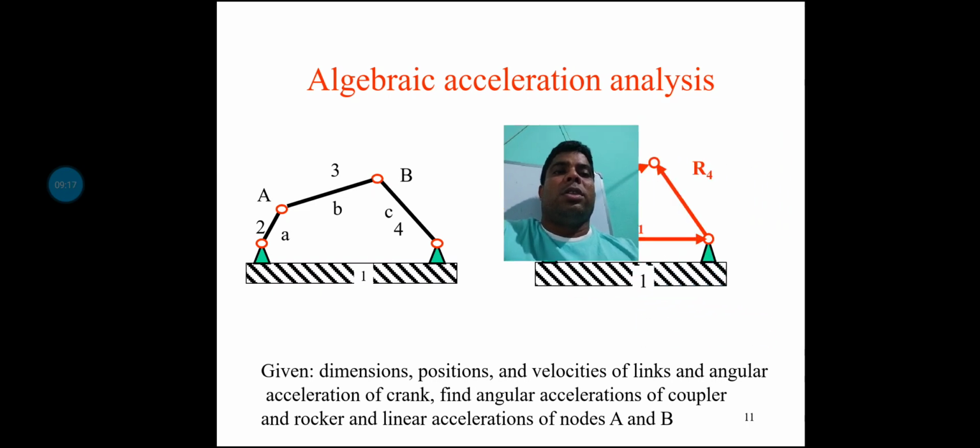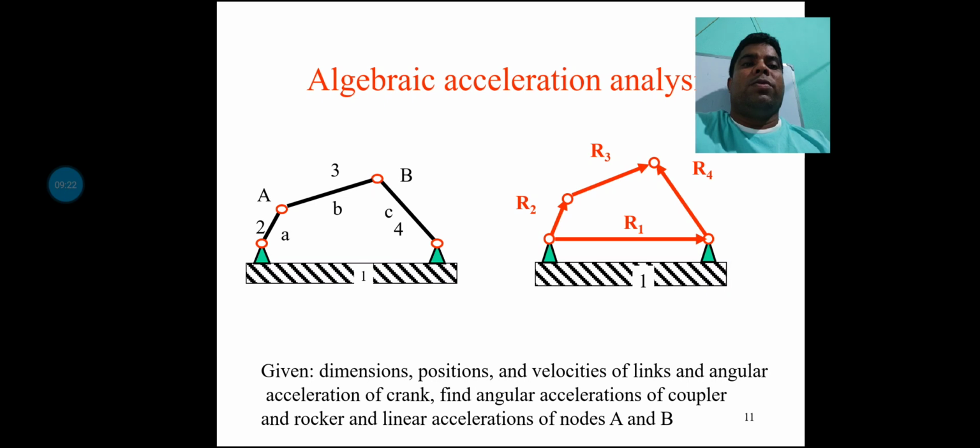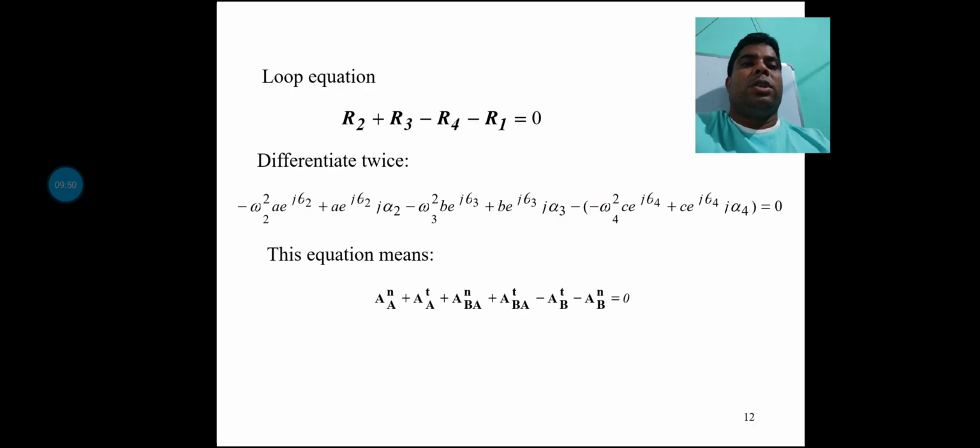Algebraic acceleration analysis. And now if we see the figure, the same type of figure we have discussed earlier. Now suppose for a given figure, dimensions, positions, velocities of links, angular velocity, and acceleration of the crank are also given. Find the angular acceleration of the coupler and rocker and the linear acceleration of nodes A and B. So that is actually the problem.